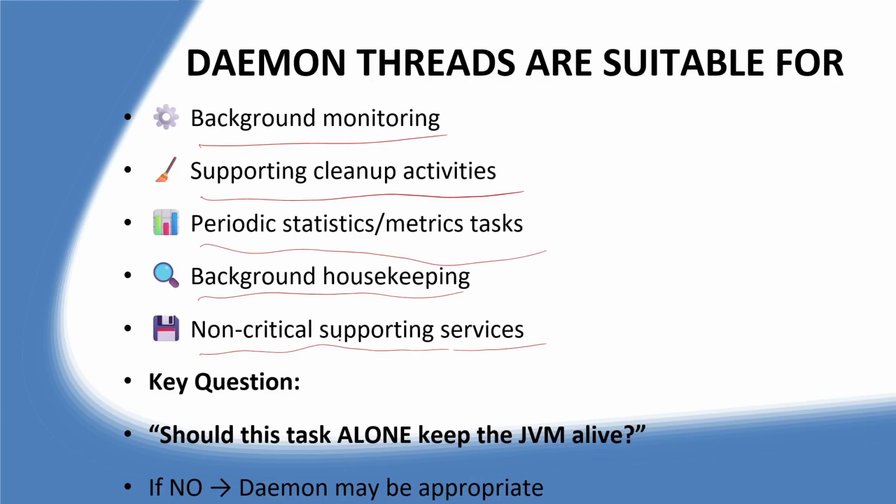So should this task alone keep the JVM alive? This is the key question. Before assigning any task to a daemon thread, we should ask this question. If the answer is no, then a daemon thread is inappropriate, and we should apply that task to a user thread. For example, if the work is critical and must be completely reliable, then we should use a user thread. You need proper lifecycle and shutdown management rather than simply relying on a daemon thread.